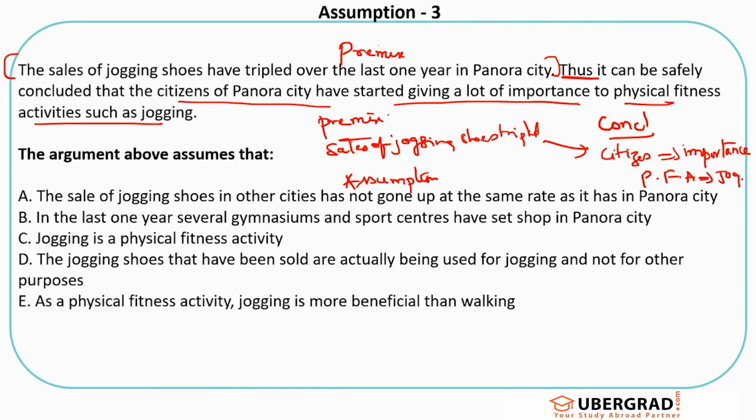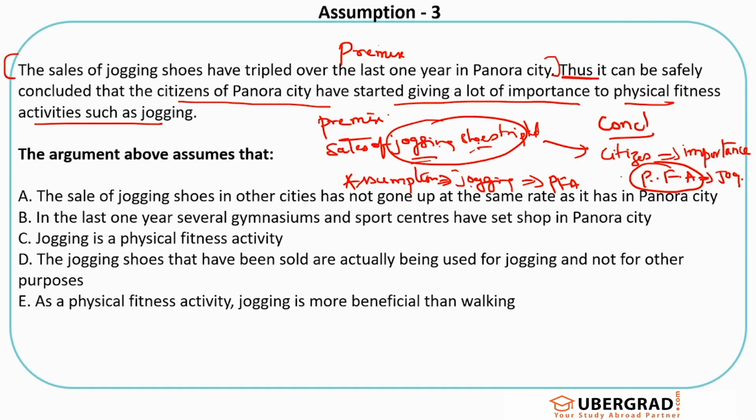So for me, the assumption should be connecting these two, as I said, right? Sales of jogging shoes and the interest towards fitness activities such as jogging. How is it linked? They're saying that jogging shoes are being sold more, so people are obviously using them for physical fitness activities. But I need to make sure the assumption is that people are using the jogging shoes for jogging and physical activities. The conclusion is not that they are using more jogging shoes, the conclusion is that they are giving more importance to physical fitness activities.